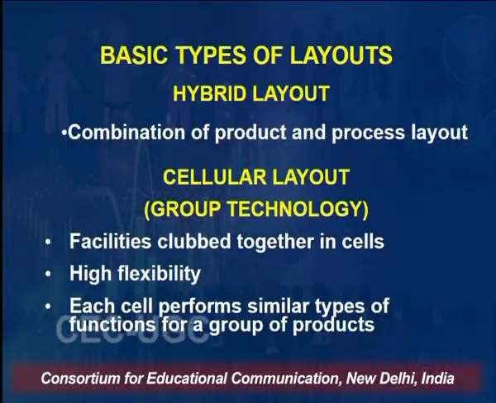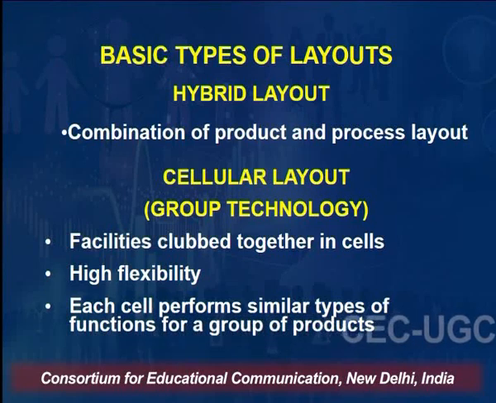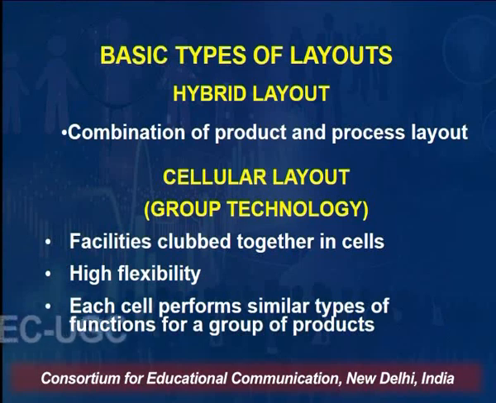Now, what is the third kind of layout? The third kind of layout is known as hybrid layout. So it's a combination of product layout and process layout. We also call it a cellular layout or group technology layout. Facilities are clubbed together in cells, high flexibility, each cell performs similar type of functions for a group of products.